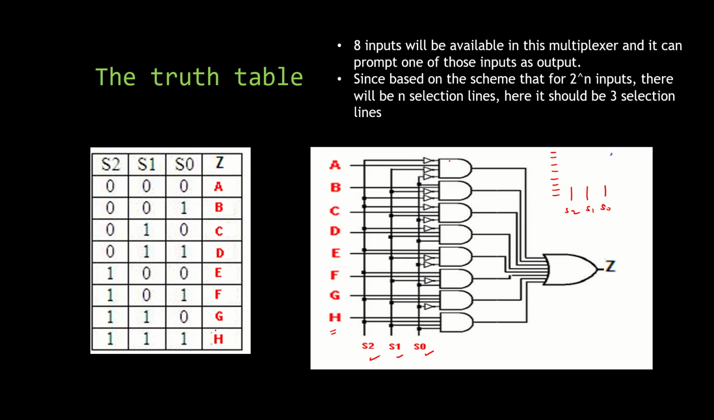Let's go with A first. A is nothing but the combination of 0, 0 and 0. I need S0 to be 0, S1 to be 0 and S2 to be 0. So let's take S0 first, it is inverted here. Now it is S1, S1 is inverted and it is 0. S2 is inverted and it is 0. Along with A as input, this will get you the output here. That's it. Similarly for B, I need S0 as 1, and the rest two are 0.